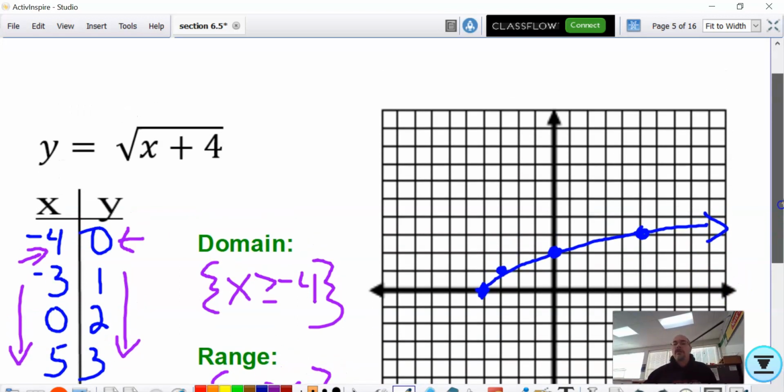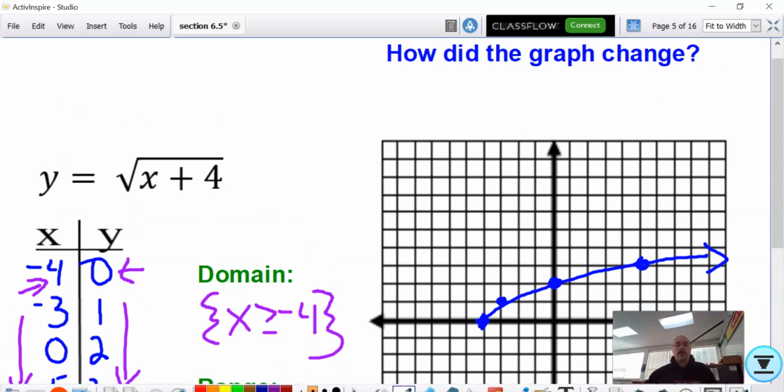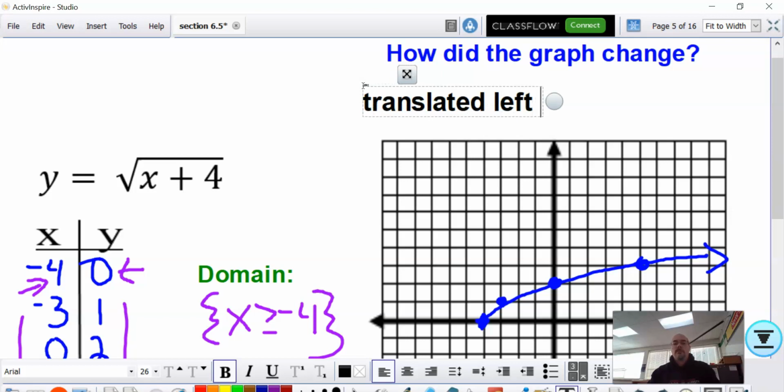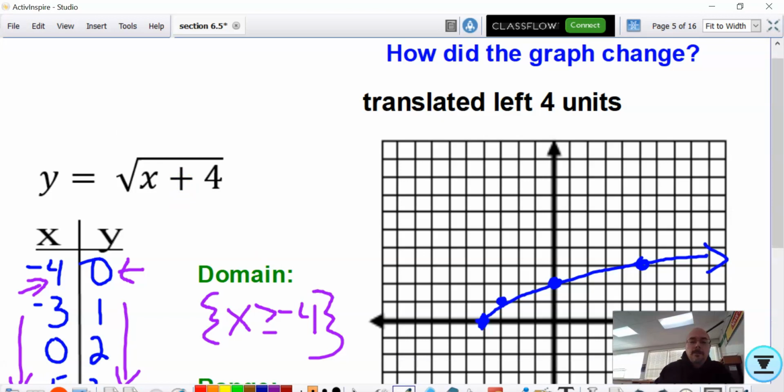All right, ladies and gentlemen, what did this one do? Well, this one translated left 4 units. Look at that carefully. Notice, ladies and gentlemen, this is going to be important. Notice that that is a plus sign, but it translated left 4 units. Okay?